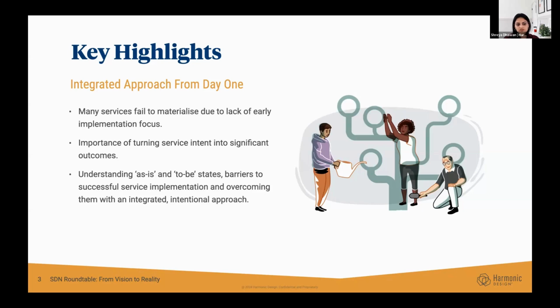This, as I mentioned, is a result of collaborative efforts with various companies that both Kerry and I have worked in the past, big and small. What we observed is that many services fail to materialize because of a lack of this early implementation focus. What we also discuss in this article is the importance of successfully turning service intent into service outcomes. And the last thing that we really emphasize is understanding the as is, which is the current state of the organization, and looking at the to be state as something that we want to achieve.